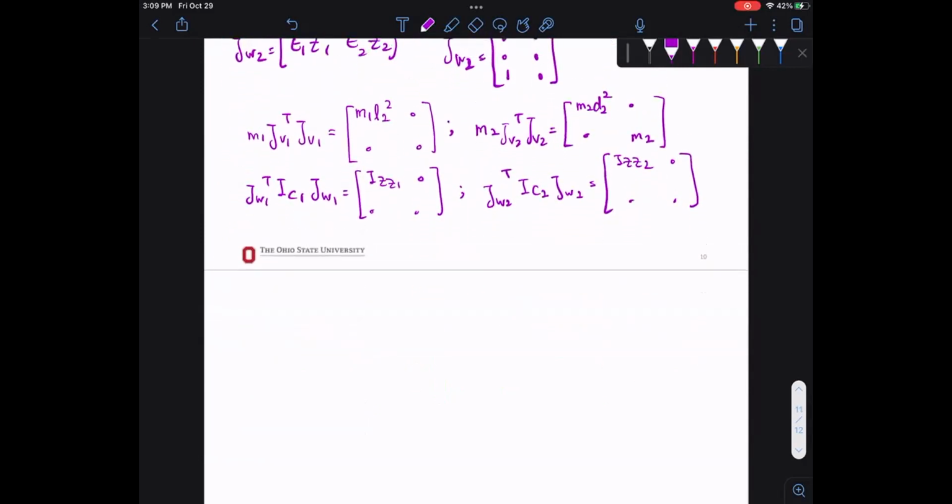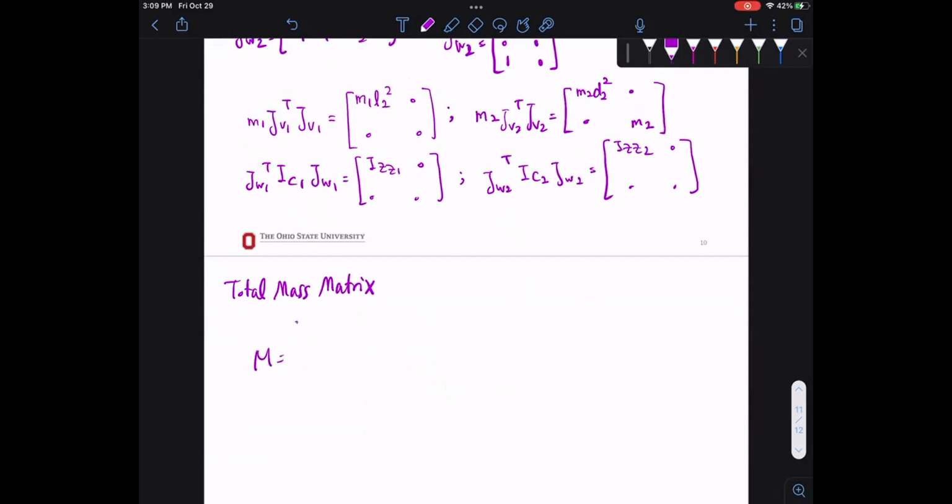Now that we have all of them, we're going to find the total mass matrix. M1 L1 squared plus IZZ1, M2 D2 squared plus IZZ2, 0, 0, M2. So this has to be symmetric and square, right? It's symmetric and it's a square. So everything turns out so far.